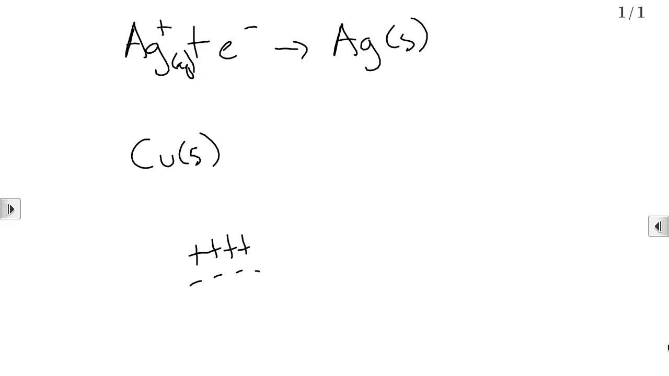So anyway, I can't subtract 2 electrons, so I have to add them to the other side. And that's good math, right? To move it to the other side to do the opposite operation. So it's 2 electrons plus, and then you got your copper 2+, and now it's aqueous.